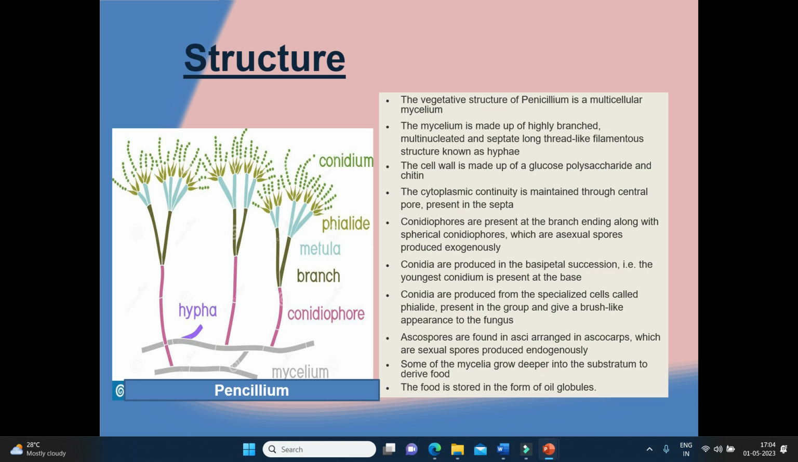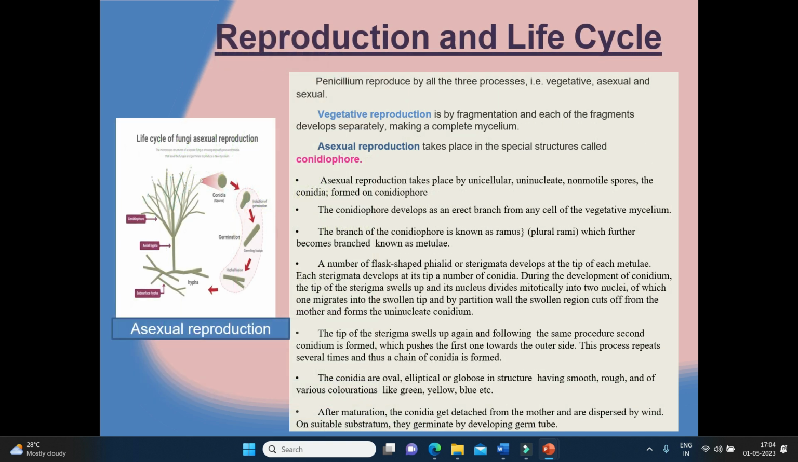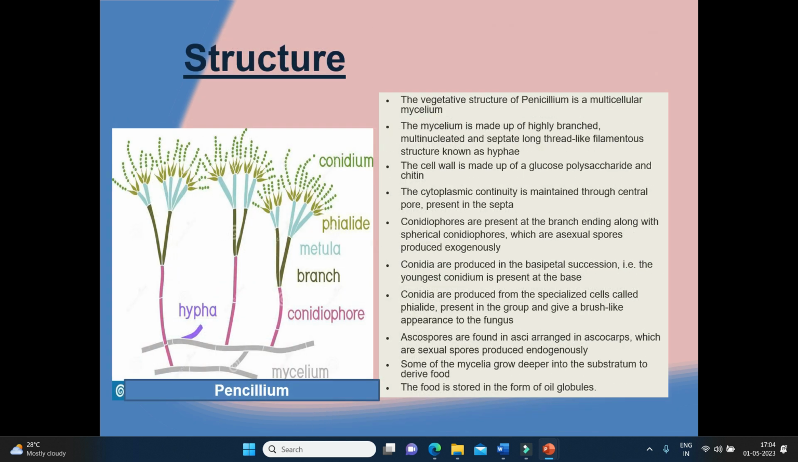Conidiophores are present at the branch ending along with the spherical conidia, which are asexual spores produced exogenously. Conidia are produced in basipetal succession, that is, the youngest conidium is present at the base. Conidia are produced from specialized cells called phialides present in the group and give a brush-like appearance to the fungus. Ascospores are found in asci. They are generally responsible for the sexual reproduction. Some of the mycelia grow deeper into the substratum to derive food. The food is stored in the form of oil globules.